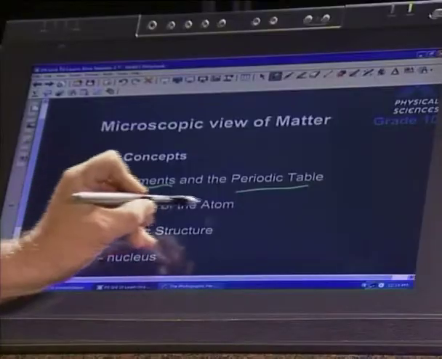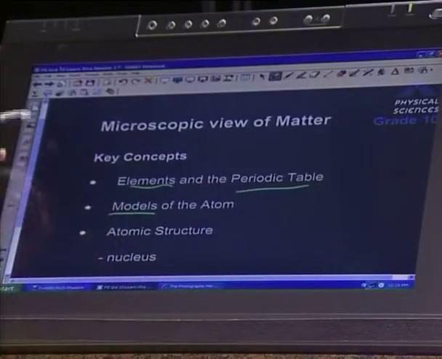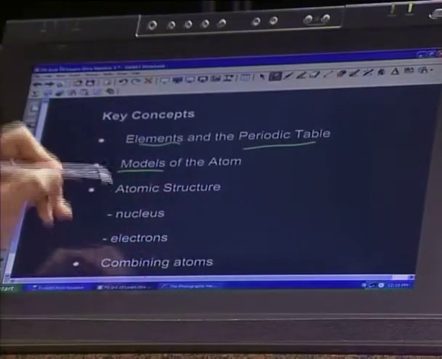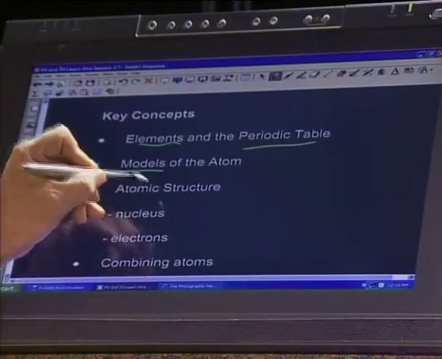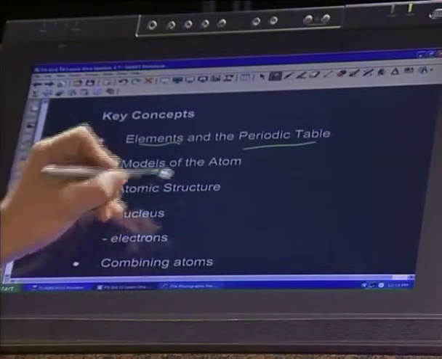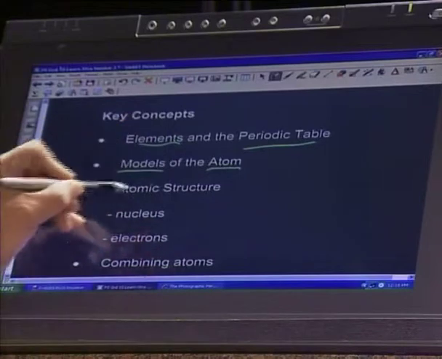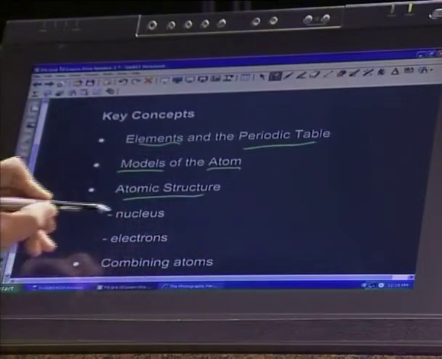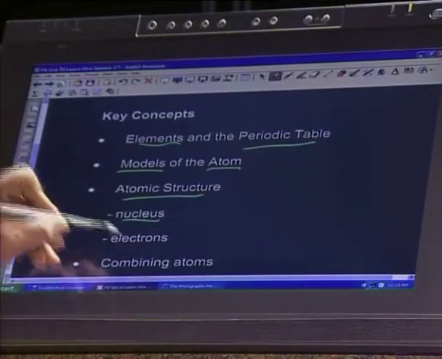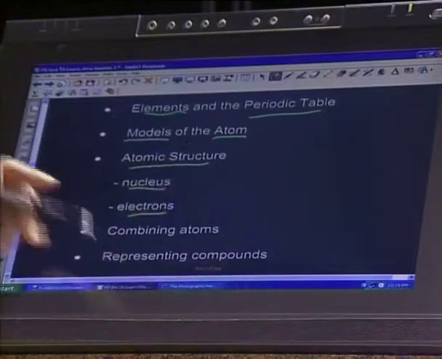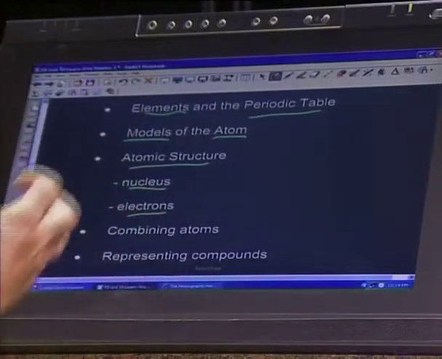So we're going to be looking at different models of the atom, because we can't really see it, so we've got to get a picture, an idea of it. Having defined one of the modern views of the atom, we're going to look at what you need to know about the structure of an atom. We're going to look at the nucleus, we're going to look at electrons, and very briefly, how some of these atoms join together.